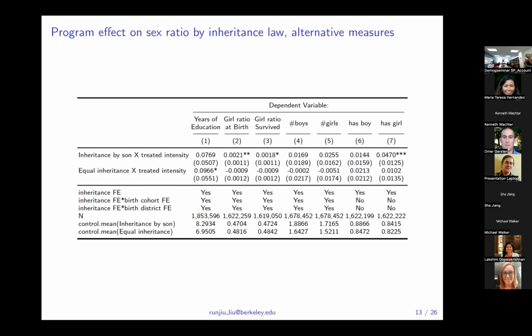Comparing these two columns, they are normally at the same magnitude, which means the majority of things happen at the prenatal stage rather than the after-birth stage. And columns 4 to 7 study the number of boys, the number of girls, the probability of having a boy and the probability of having a girl. The only significant one here is the probability of having a girl. The education expansion program successfully increased the probability of having a girl by 10 percentage points from the baseline of 80 percentage points, especially for the son inheritance group, but not for the equal inheritance group. Right, so I think that's exactly what's happening here. They are willing to have daughters rather than only focusing on sons.